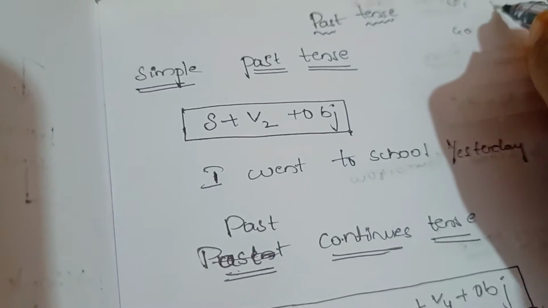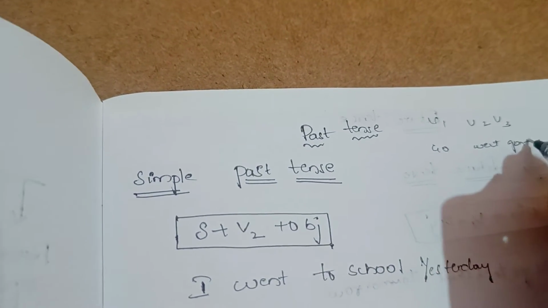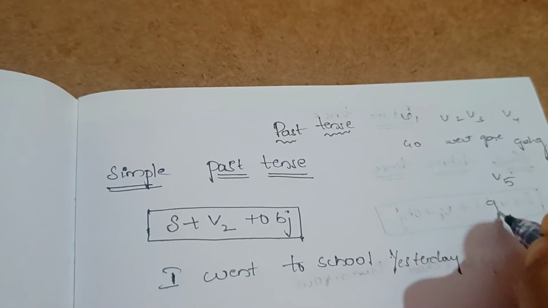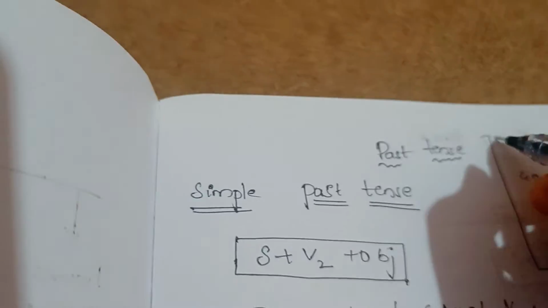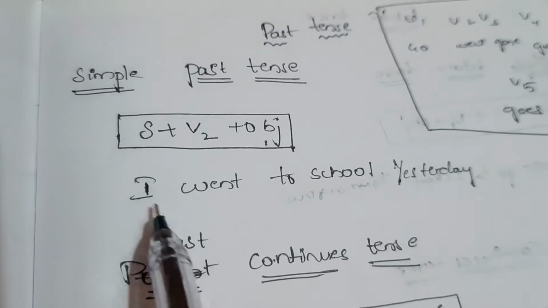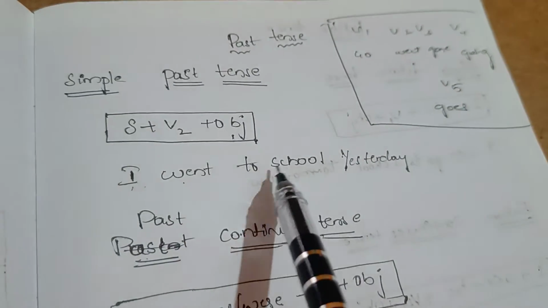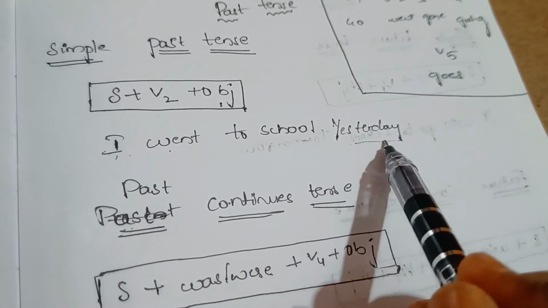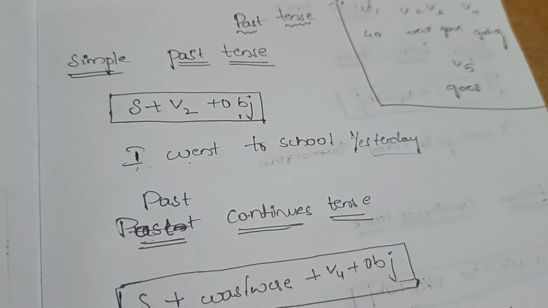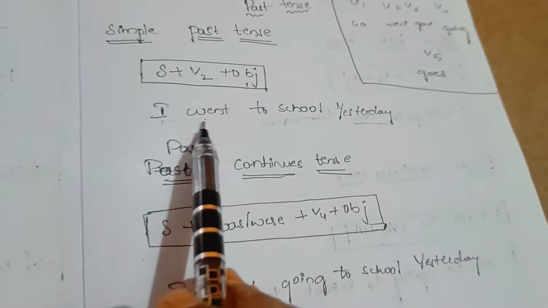V1 will be go, V2 will be went, V3 will be gone, V4 will be going, and V5 will be goes. Okay? So, here subject plus V2 plus object. So I go, V2 form will be went, right? I went to school yesterday. Yesterday because it's a past tense. We can even write I went to school this day last year. Okay, this will be the past tense. Okay, I went to school yesterday.